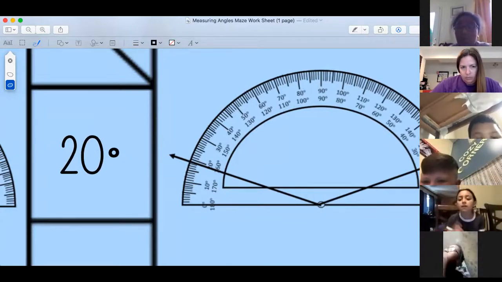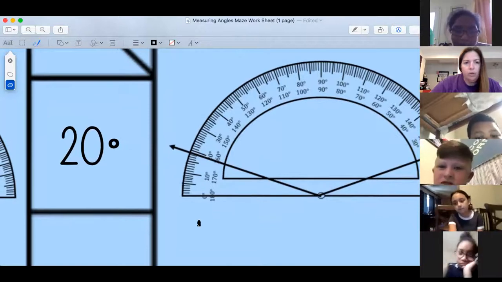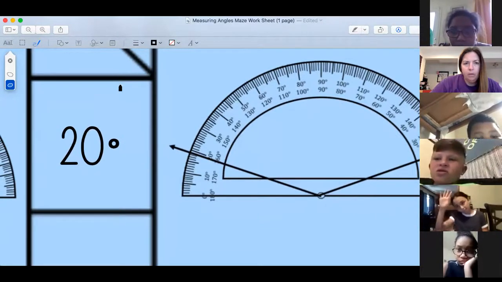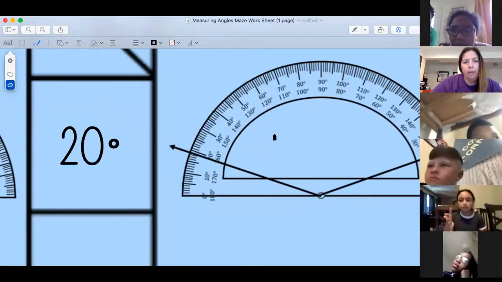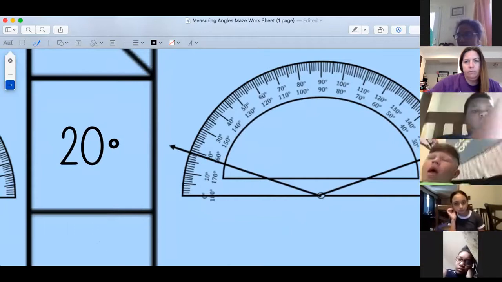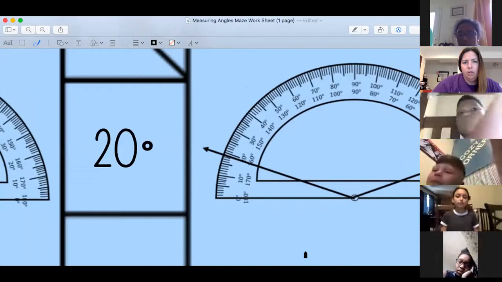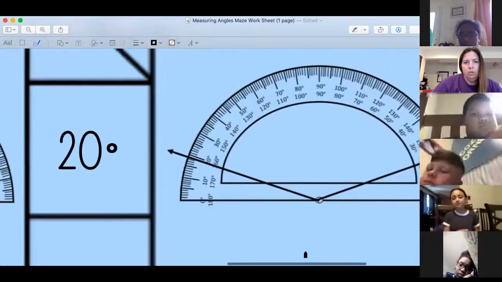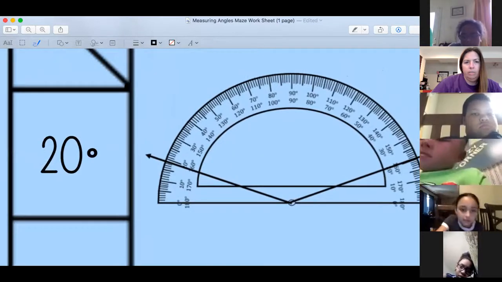Miss Honig, I can't see all the way. Who can't see? Annalie, what do I need to do to help you see it better? I need to move it. Uh-oh. Is that better? No, the other side.